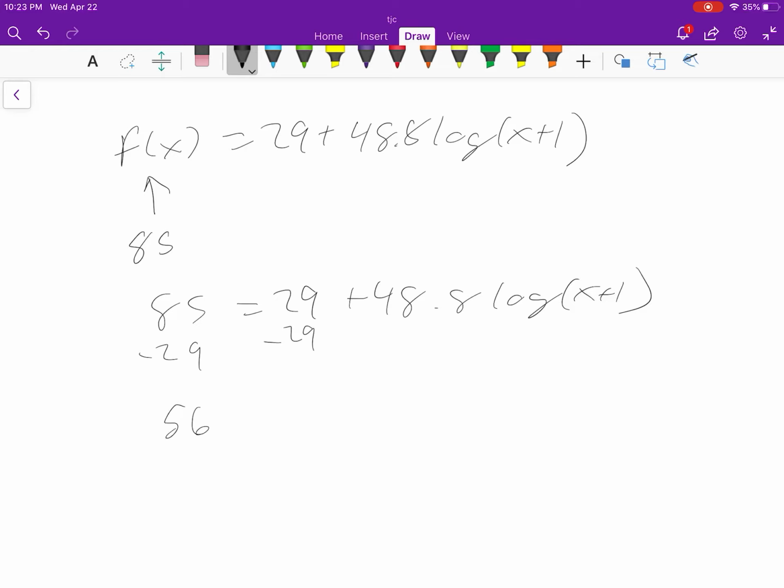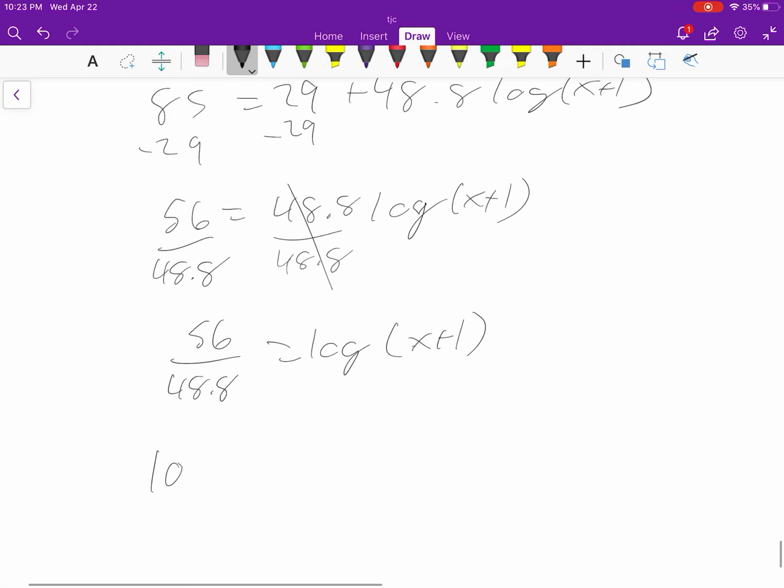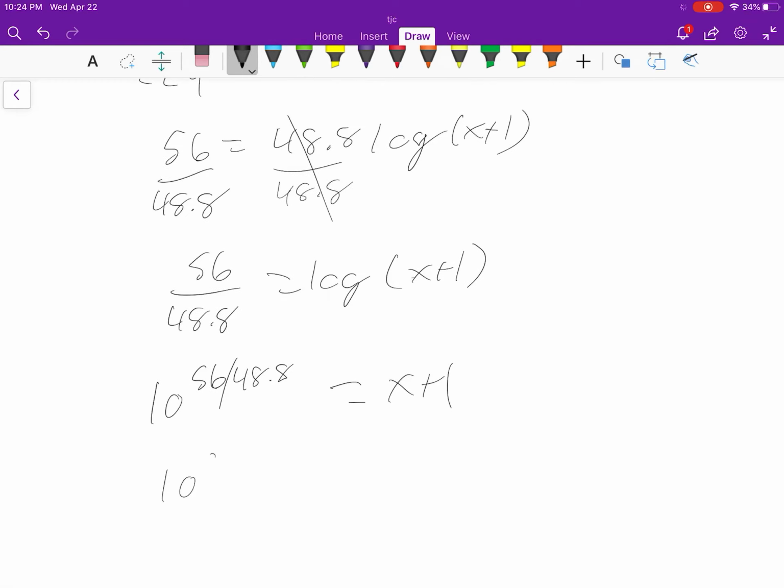That'll give you 56. Okay, then we're going to divide both sides by 48.8. Okay, here they cancel. This again is a number. So we have 56 over 48.8 equals log of x plus 1. I'm going to rewrite this log as an exponential. So this is 10 to this number, 56 over 48.8, this is a number, equals x plus 1. So we wrote it as an exponential. I'm going to subtract 1 from both sides and I'll get my answer.